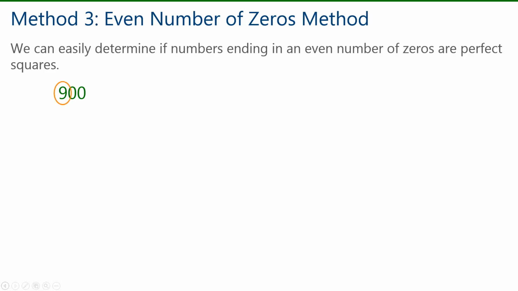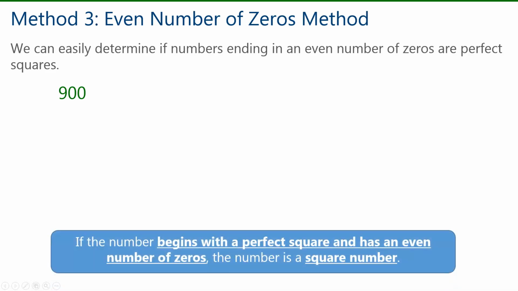First, consider the digits before the zeros as a number in and of itself. So here the number is 9, and we know that 9 is a perfect square. We can also see that 900 has an even number of zeros. So because 9 is a perfect square, and 900 has an even number of zeros, then 900 is a perfect square.